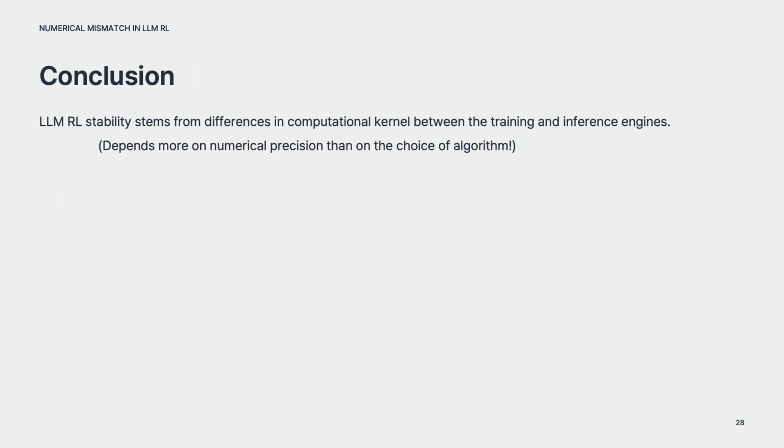To conclude, in LLM RL, there exists a numerical mismatch between the training and inference engines. Also, the second paper empirically shows that the numerical precision can play a more important role than the choice of algorithm in addressing this issue.